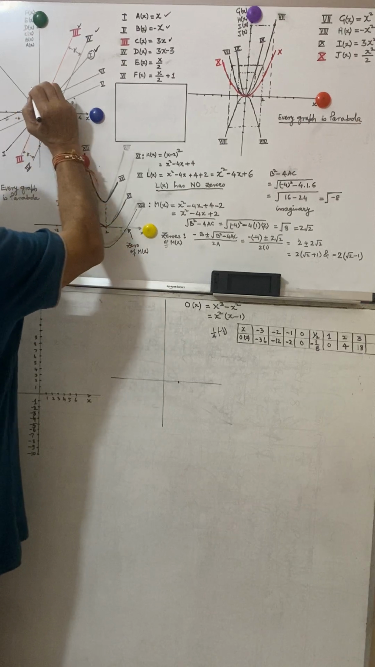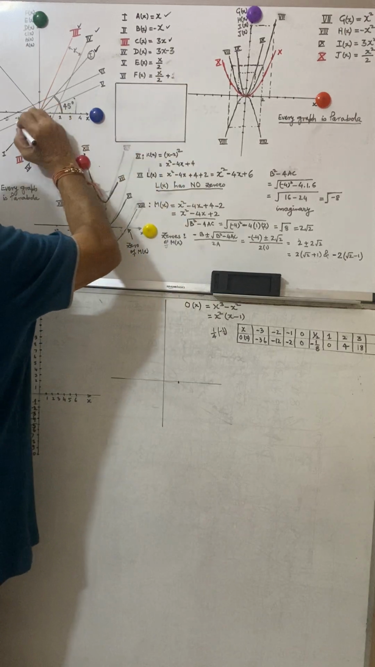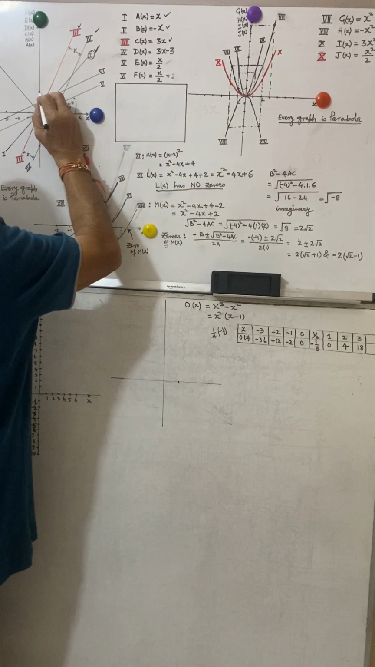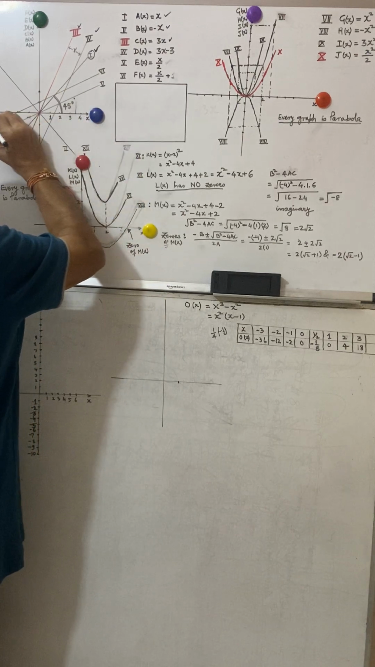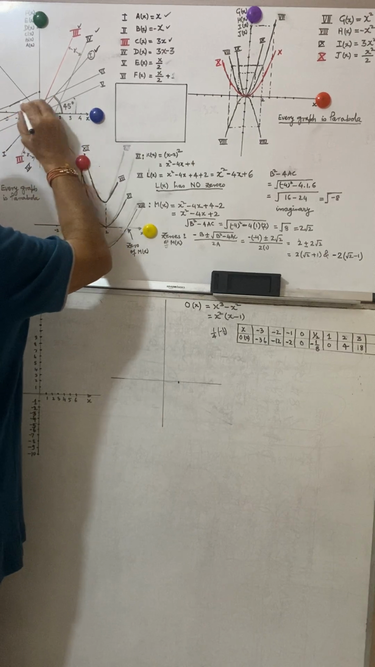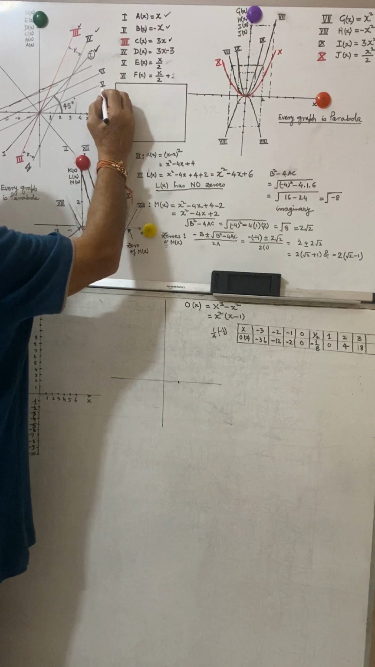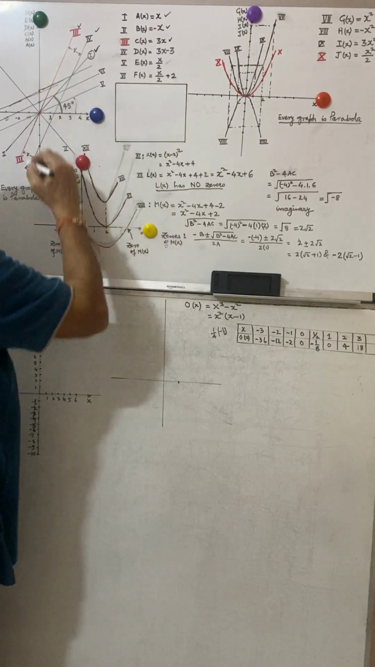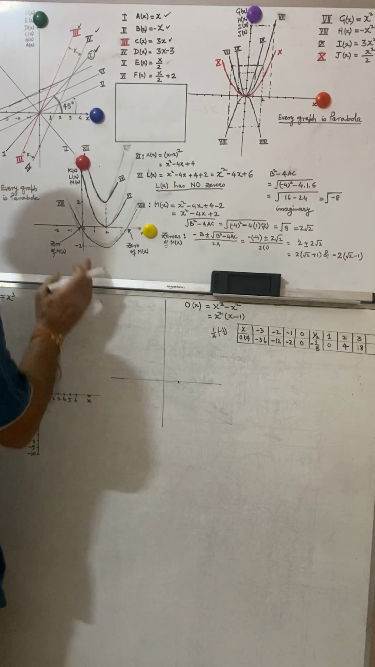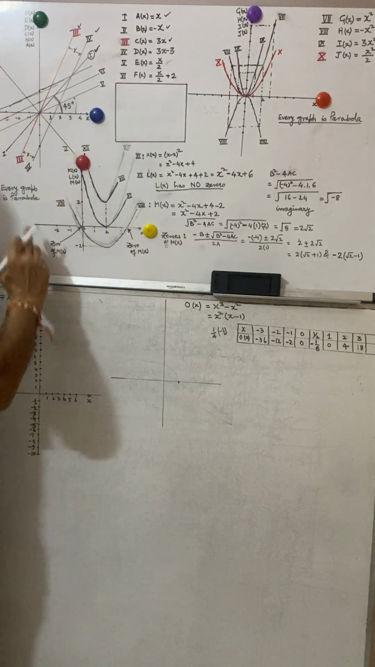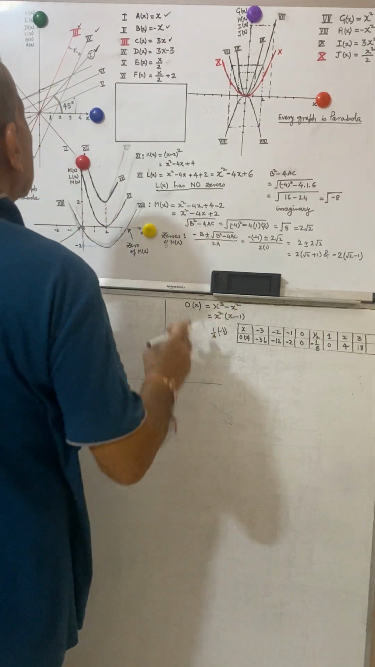If you want x by 2 plus 2, it will pass through this point and will be parallel to x by 2. x by 2 plus 2 will also be parallel to this. x by 2 plus 1, x by 2 plus 2, x by 2 plus 3, x by 2 minus 2: minus 2 will be this side, plus 2 will be this side. Okay, we have plotted the linear polynomial.